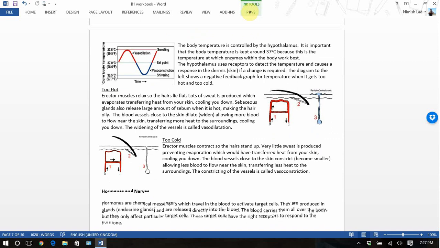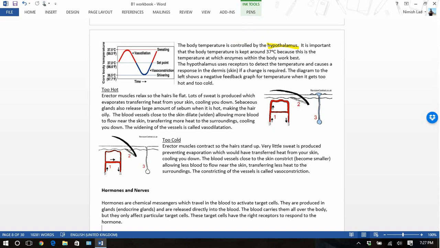Right, so let's get into body temperature first. Body temperature is controlled by the hypothalamus. It's important that body temperature is kept at about 37 degrees C because many of the enzymes in the body work best at this temperature. So most of the chemical reactions that take place inside the body rely on 37 degrees C.